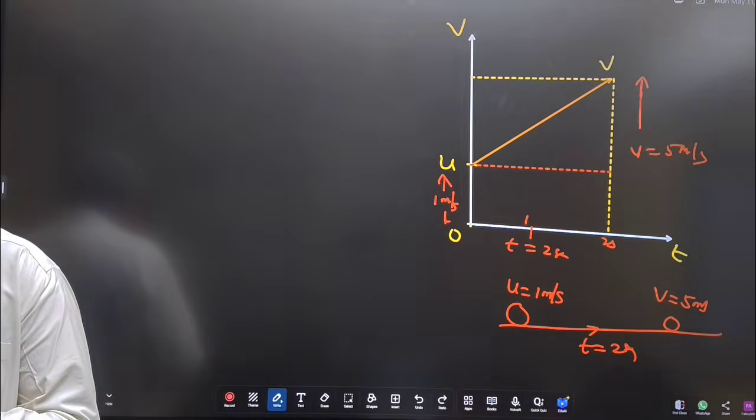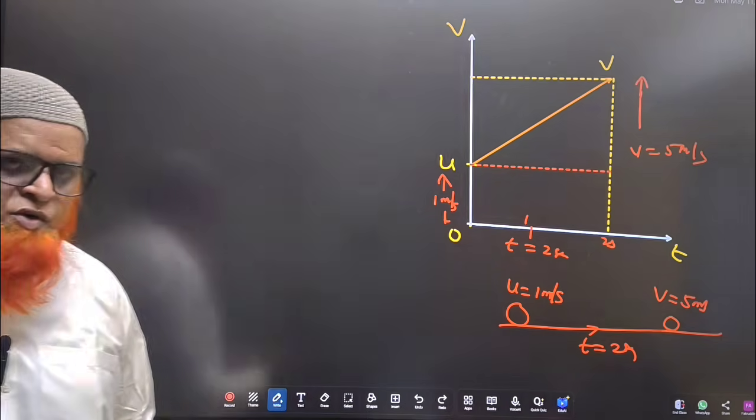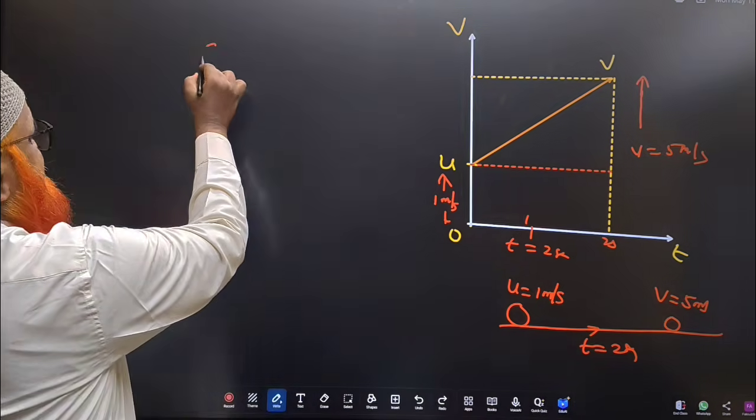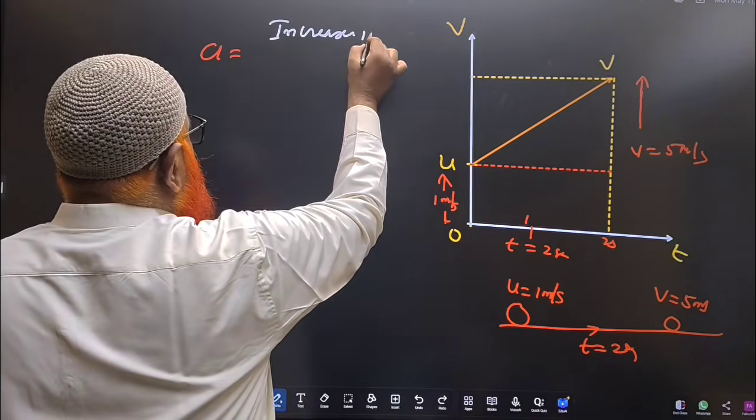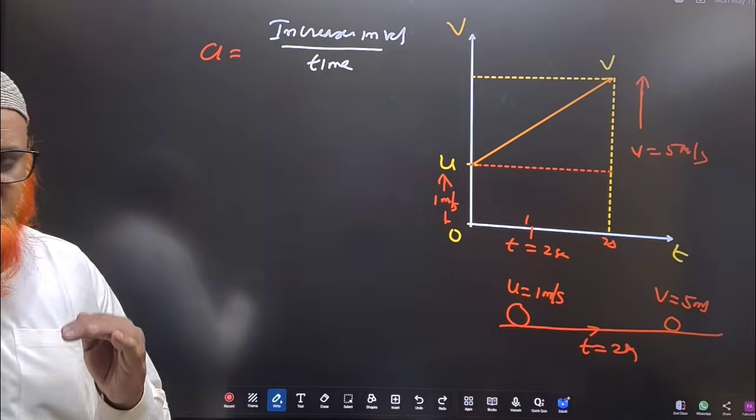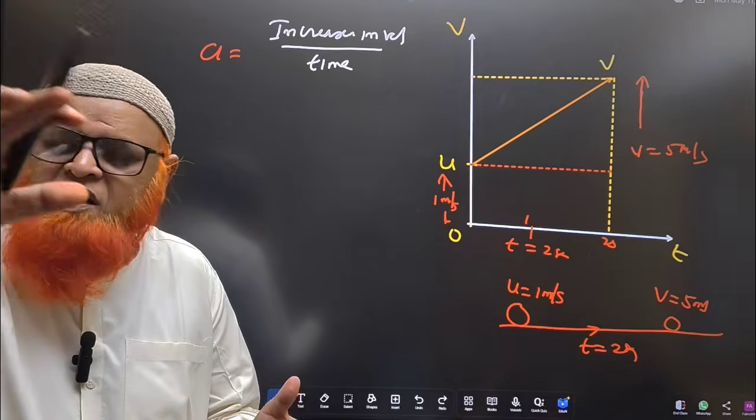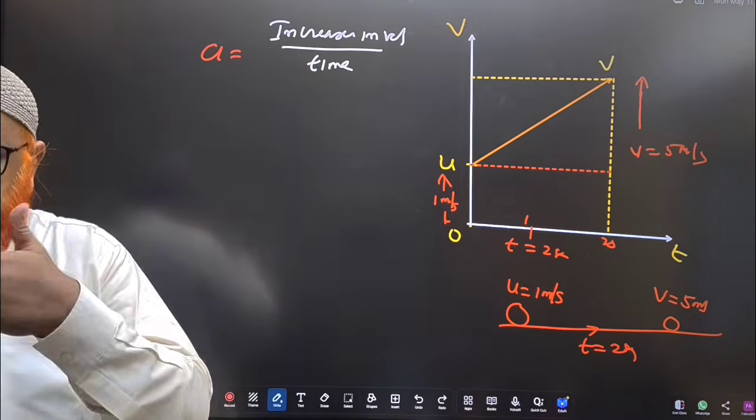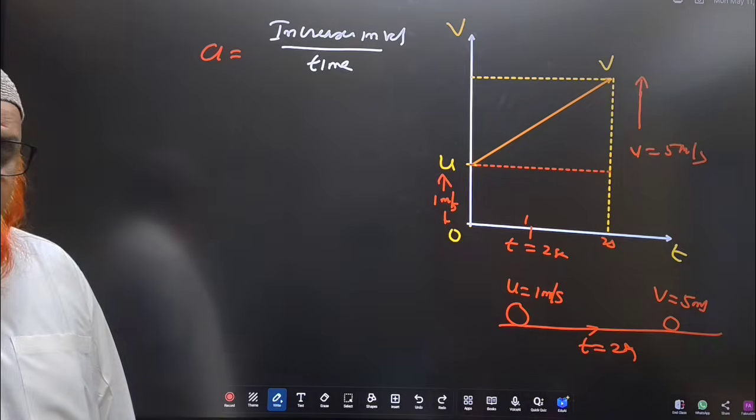Now the challenge before us is, how can you find the acceleration from the graph? In general, you all know acceleration is nothing but the increase in velocity by the time taken. This is the general formula. As time passes, if a train starts from a station, gradually its speed, its velocity, will increase. We say that the train has an acceleration.